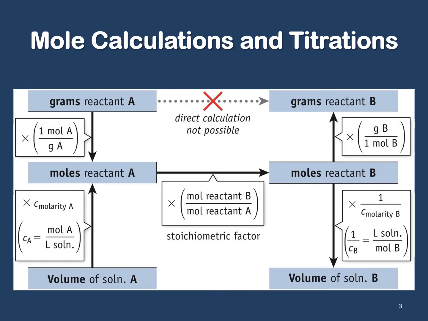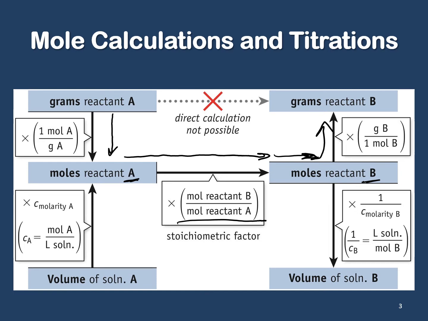Now, this is just a kind of cool infographic to show you what's going on. The primary way we've done stoichiometry so far in this chapter is we've used grams to get to moles. Then we get moles of A to moles of B using a mole ratio. And then either we stop at moles here or we go back to grams, right?